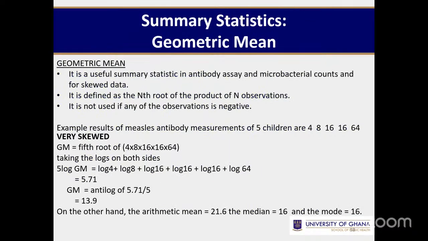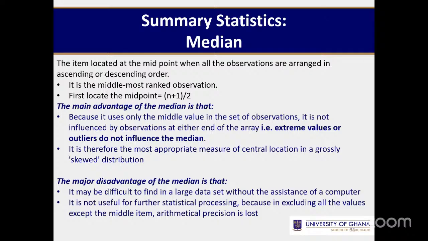You may have others like the geometric mean, which is used for skewed data, like the microbacterial counts or antibody counts. You have to use the geometric mean. The next one is the median. The median is used when the data is skewed. And what do we do? We arrange all the observations in ascending or descending order, and we locate the midpoint.